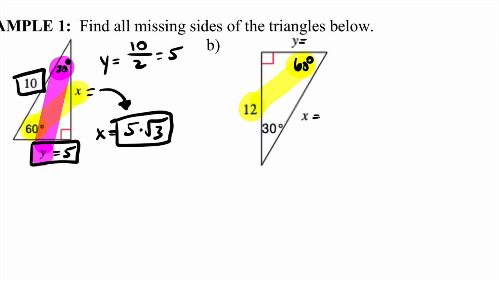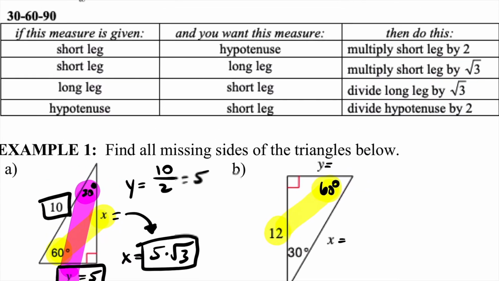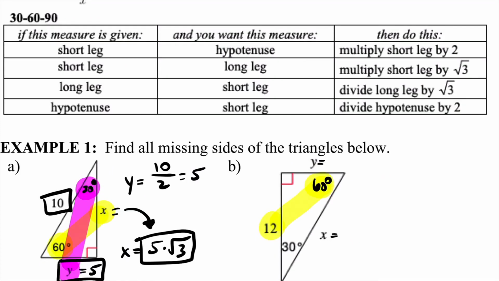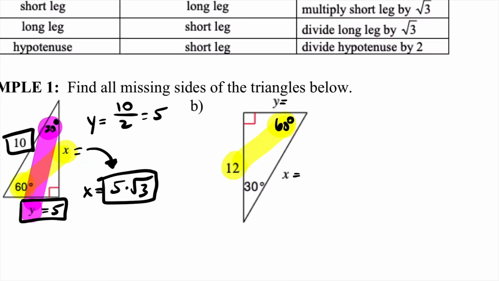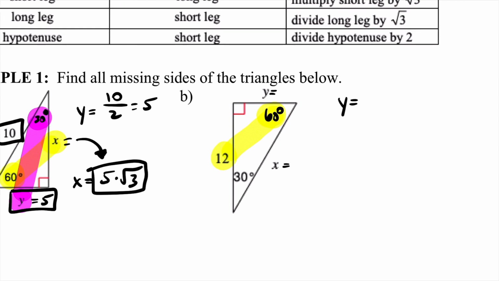Let's go back up to the table. There's only one that says given a long leg. The third row down, right? The third row down says, given a long leg, how do we find the short leg? So let's do that. Let's divide. So this is going to be y, right? Y is the shorter leg. So we're going to take the longer leg, which is 12, and divide it by the square root of 3.